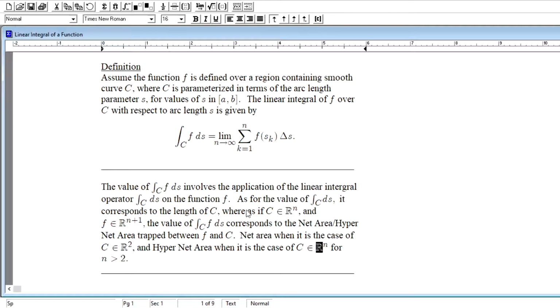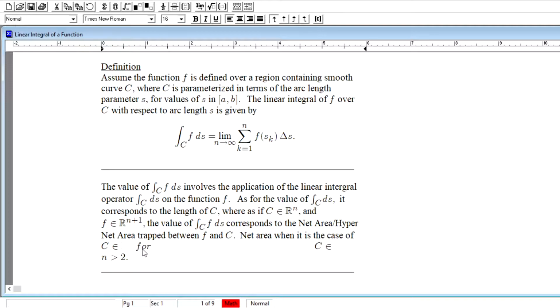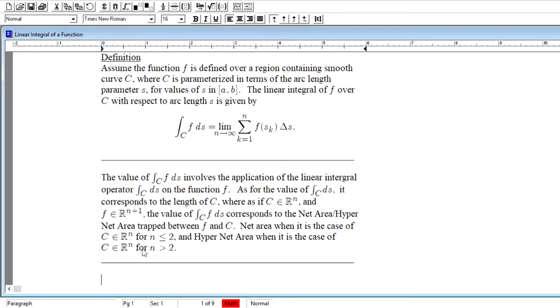We do get this hypernet area, and maybe I should be a little cautious here, in the case of C contained in R sub n. Maybe we should say for n less than or equal to 2 in value. Because this is also true for when C is contained in one-dimensional space. We get this net area as its calculation. So let me formalize that there.